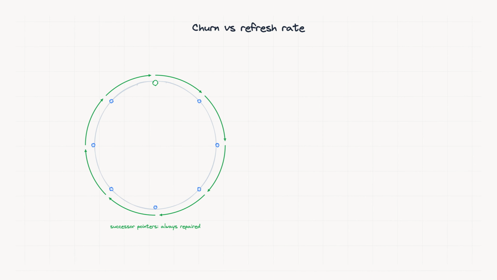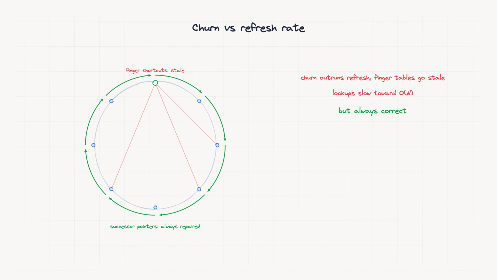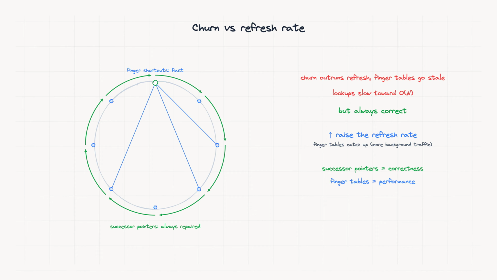If peers are churning faster than finger tables can refresh, say 100 joins and leaves per minute across the network, the finger tables never fully converge. Lookups still work because successor pointers are always repaired first, but they fall back to more hops, closer to big O of n in the worst case. The system stays correct, it just gets slower. In practice, most deployments stabilize at a churn rate where finger tables can keep up. If churn is too high, you can increase the refresh rate at the cost of more background traffic. The key insight is that successor pointers carry correctness, while finger tables improve performance.